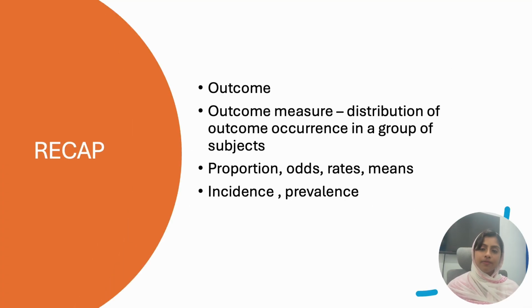First, a recap of what we have learned in the previous lecture. We've learned about the outcome and how to measure an outcome, which basically determines the distribution of the outcome in a group of subjects. For example, lung cancer among smokers is an outcome measure. There are different types of outcomes. If it is binary, then we go for proportion and odds, and we also have the mean if it's a continuous outcome like age or height. Binary stands for presence of hypertension or absence of hypertension, and then we also have incidence and prevalence, which are again measures of a binary outcome.